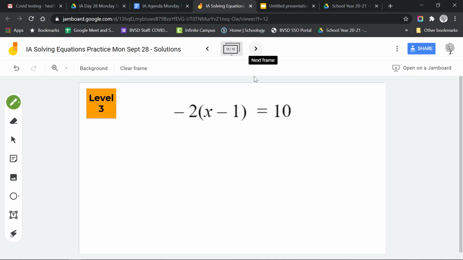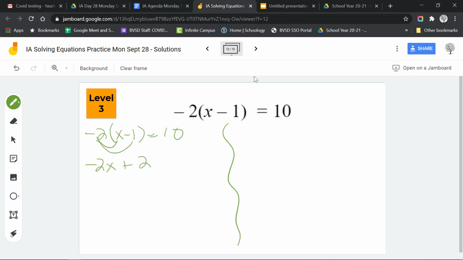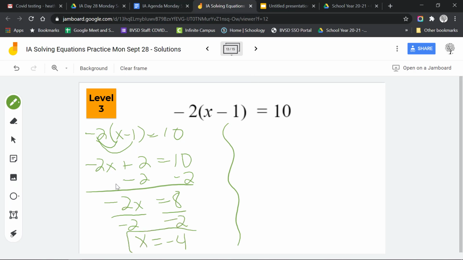All right, for this one, there's actually two possible ways. So I'm going to show two methods. The first method is to distribute. So then you've got negative 2x plus 2. Remember, negative times negative makes positive, equals 10. We'll subtract 2 from both sides, and then divide by negative 2 and get x equals negative 4. So that's the first way.